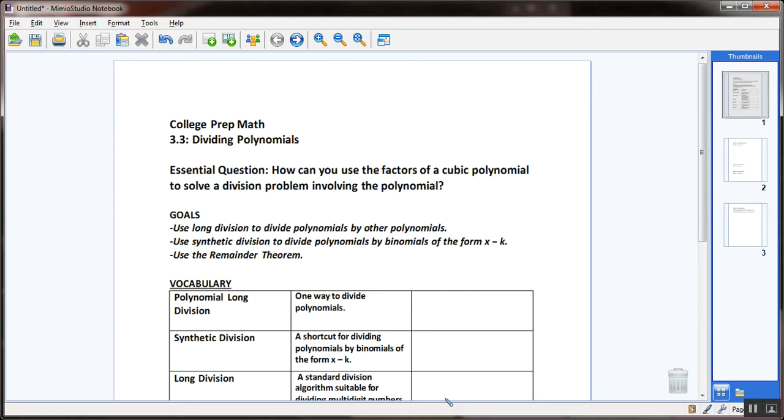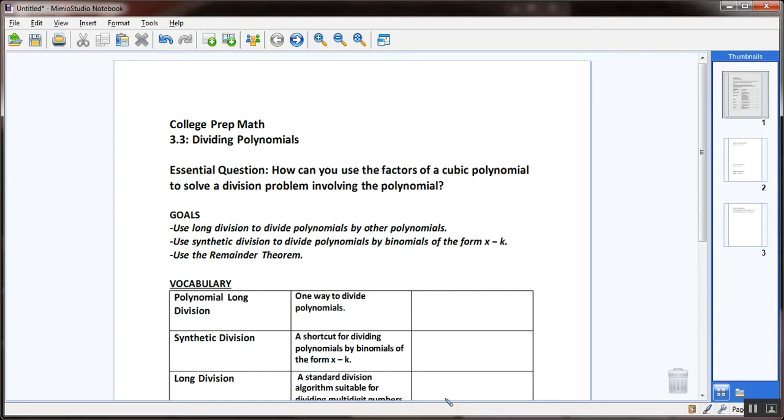How can you use the factors of the cubic polynomial to solve a division problem involving the polynomial? Okay, so we're going to look at factors of cubic polynomials. Cubic being what degree again, kids? Third power. Okay, so we're going to look at how do you take one polynomial and divide it by another.